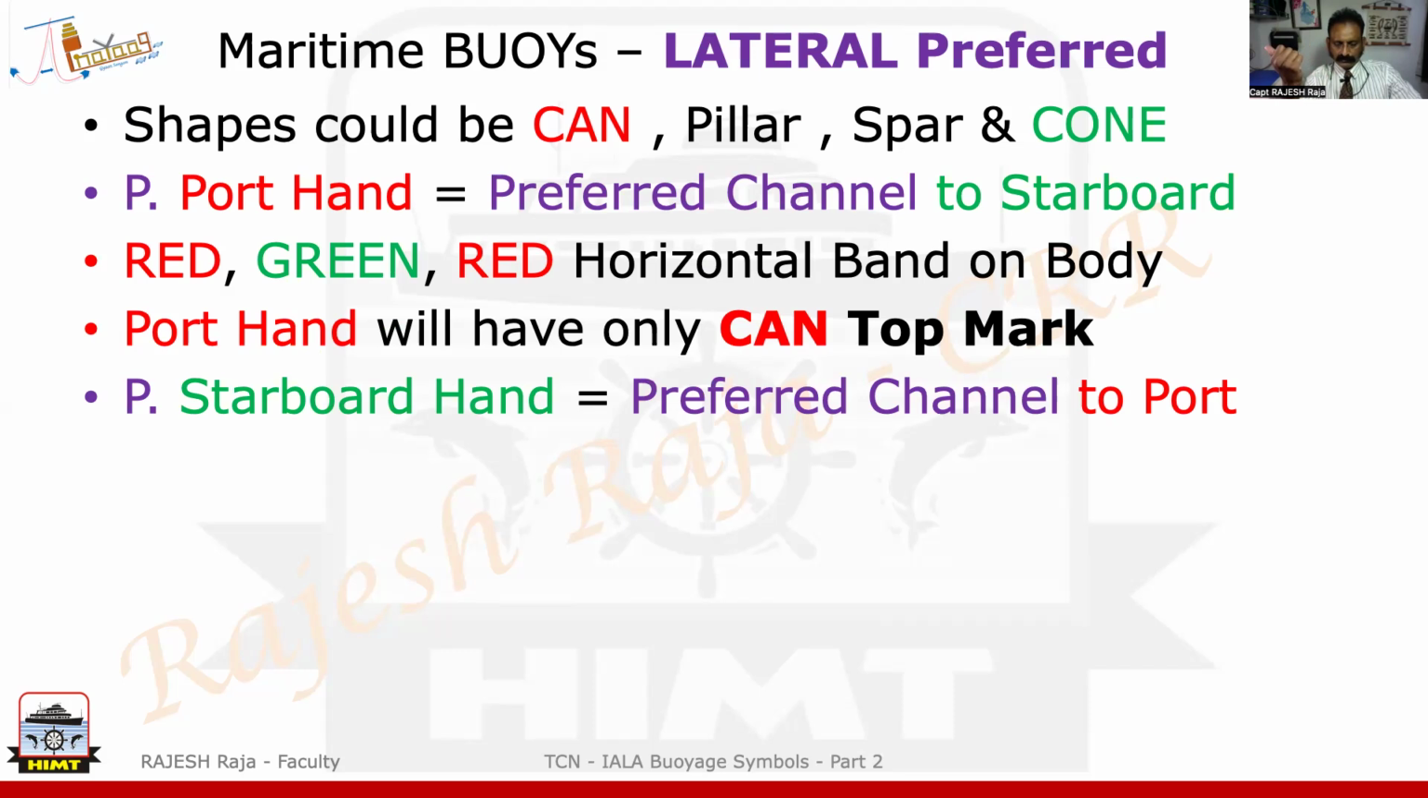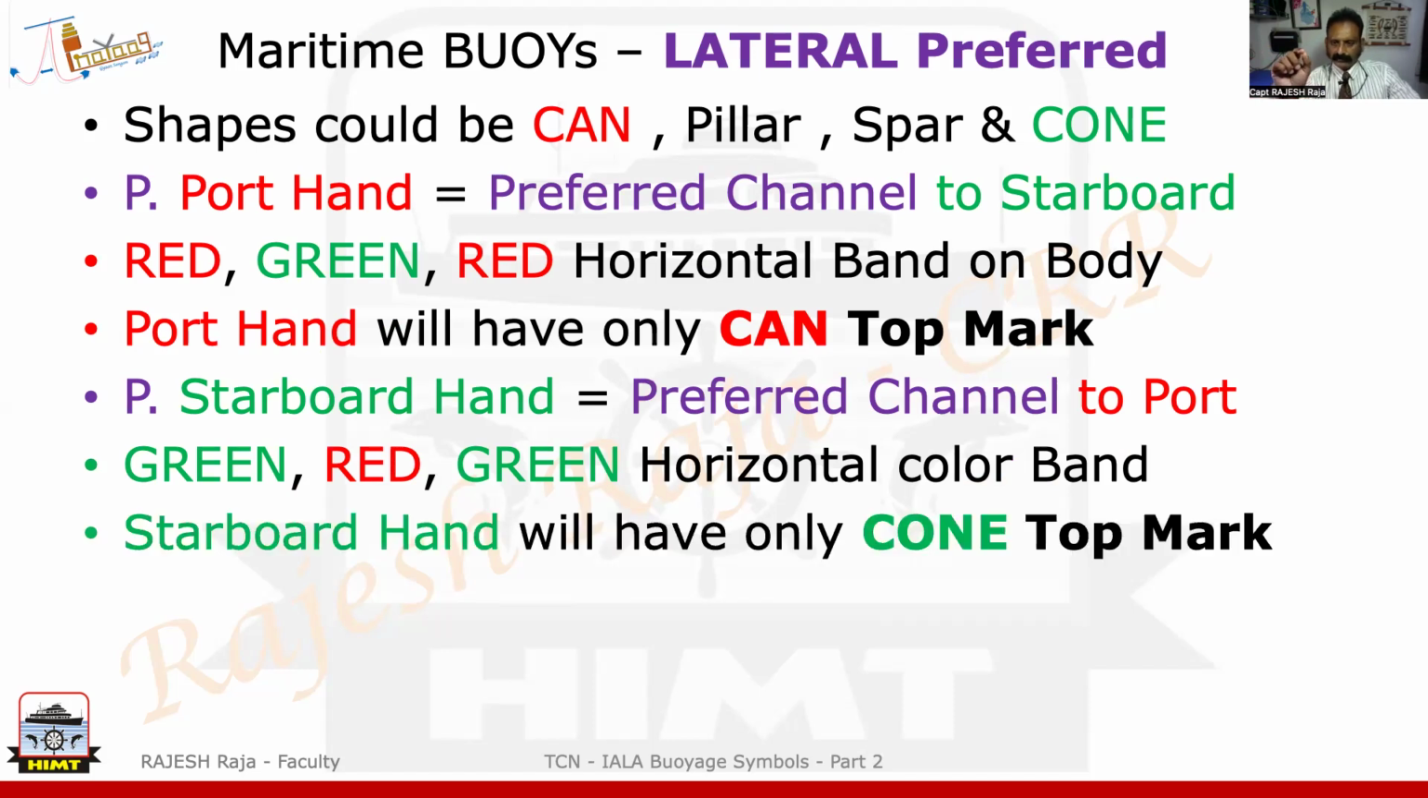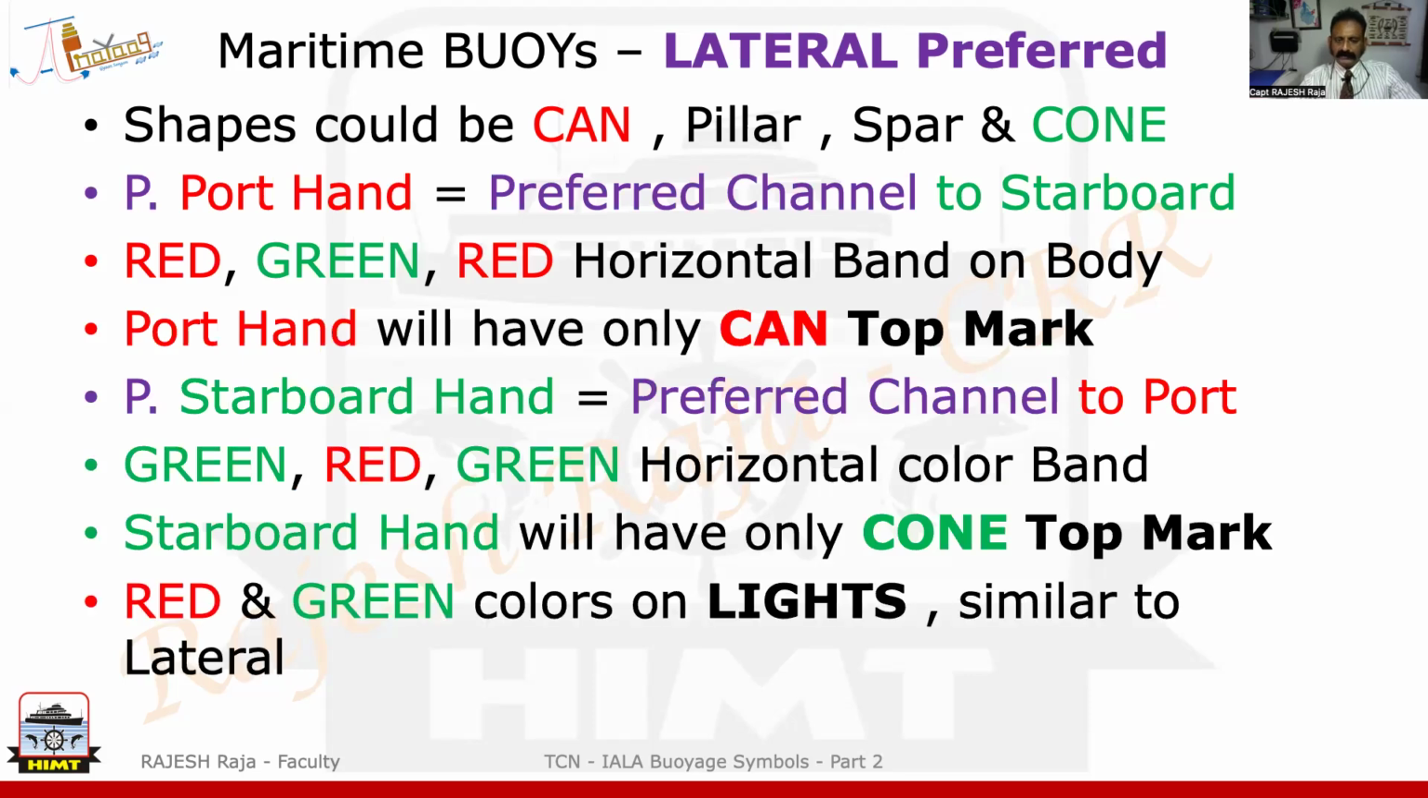I call it preferred starboard hand buoy. Keep it on your starboard side, which means your preferred channel is to the port. Preferred starboard hand should have green maximum color. So that means you got majority green with a red band in the middle, horizontal band. And the top mark can be only cone. That is the standard.